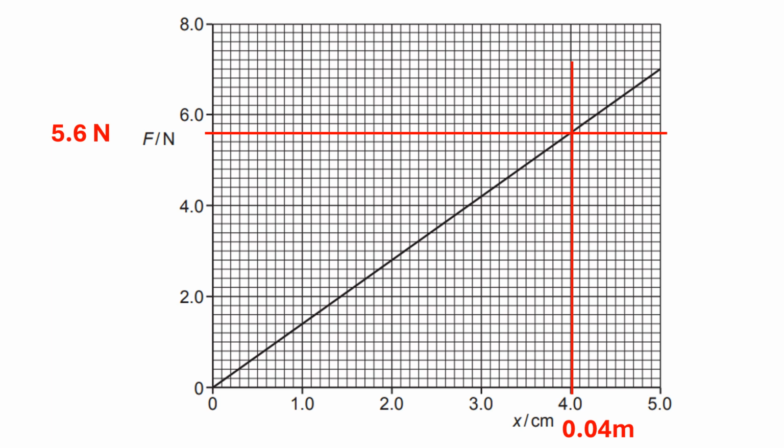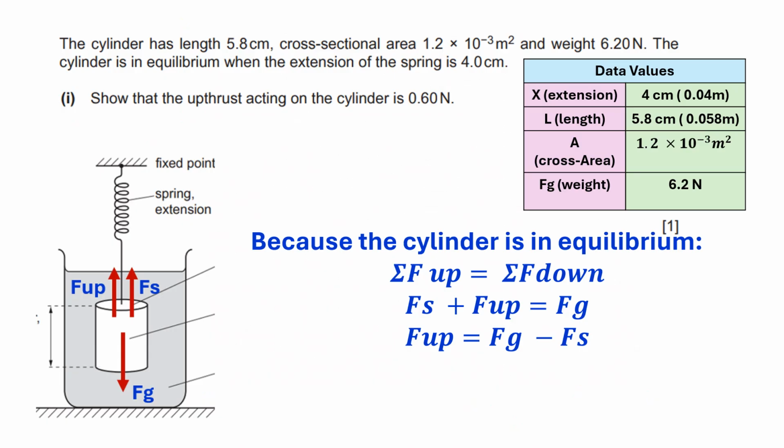For 0.04 meter, or 4 centimeters, the corresponding value for the force is 5.6 newtons. Now we are back where we left off, and we have 6.2 minus 5.6. So the upthrust force is 0.6 newton. So we have shown this statement is correct.